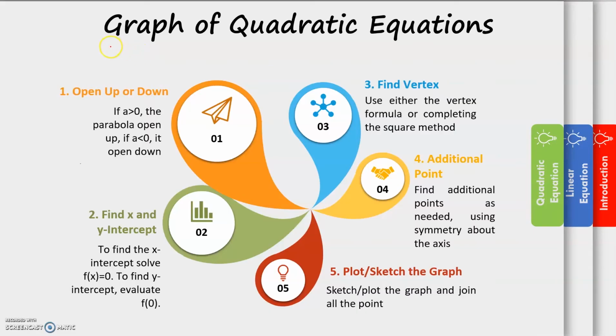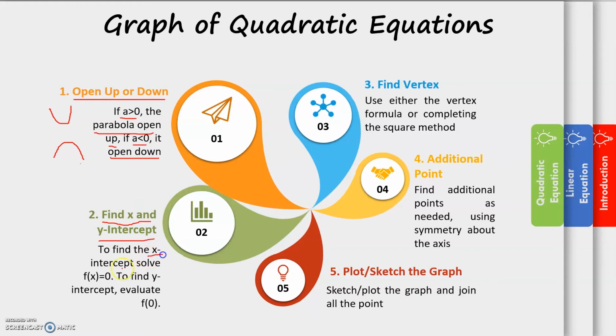To graph a quadratic equation, there are 5 steps. The first step, we need to check whether our quadratic equation opens up or opens down. As mentioned earlier, if a is greater than 0, our parabola opens up, which is given by this curve. If a is less than 0, our parabola opens down, which is given by this kind of curve.